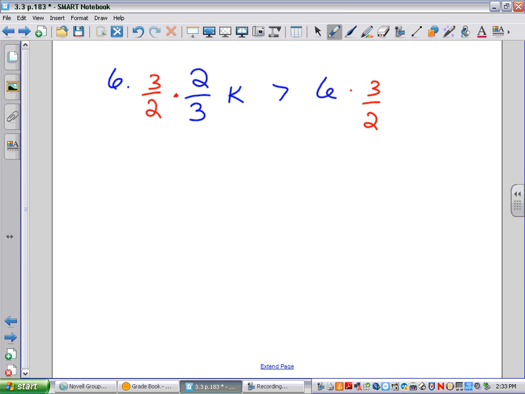Now what that allows me to do is I can mark out my 3's and I can mark out my 2's. So I'm just left with the k. k is greater than. But the other side, it may be easier to put this 6 over 1. And you can mark out the 2 and the 6 would become a 3. And you have 3 times 3, which is 9. There I have it solved.